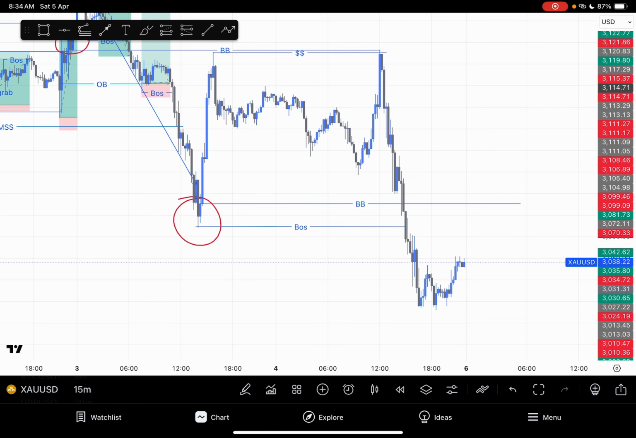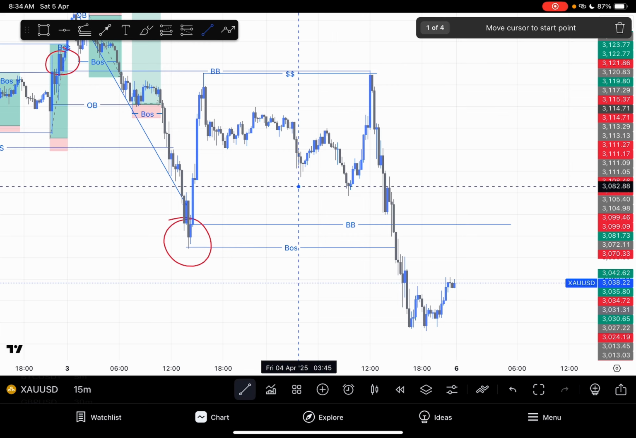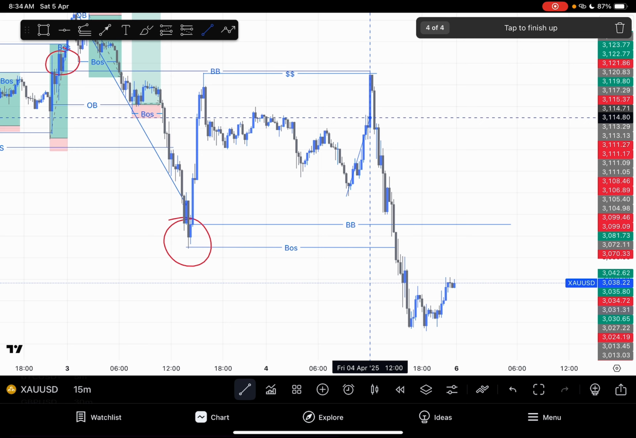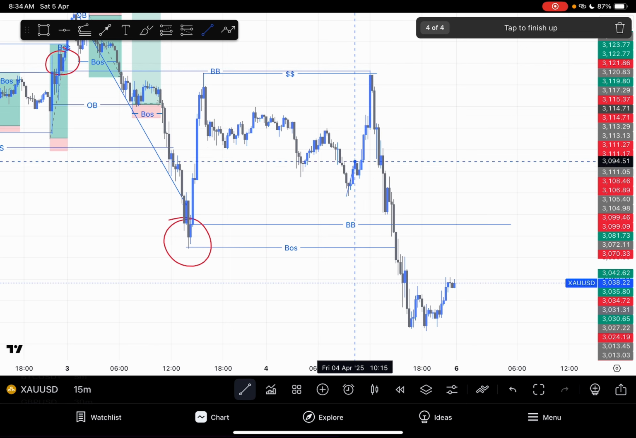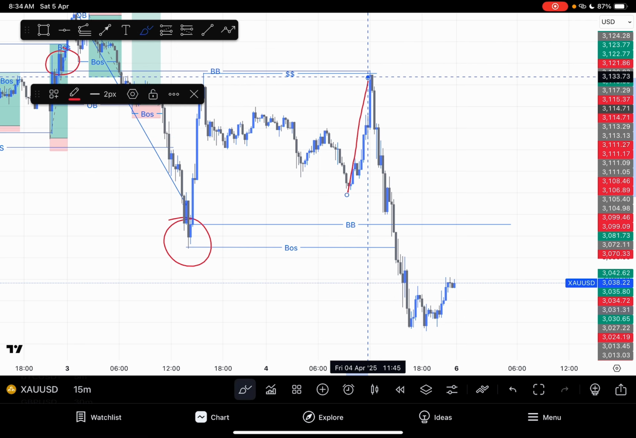So now after the break of structure, what you should be looking for next is a breaker block or an order block that price will probably retest. Since this is the line that caused the liquidity grab, you should look for your breaker block or your order block from that line.